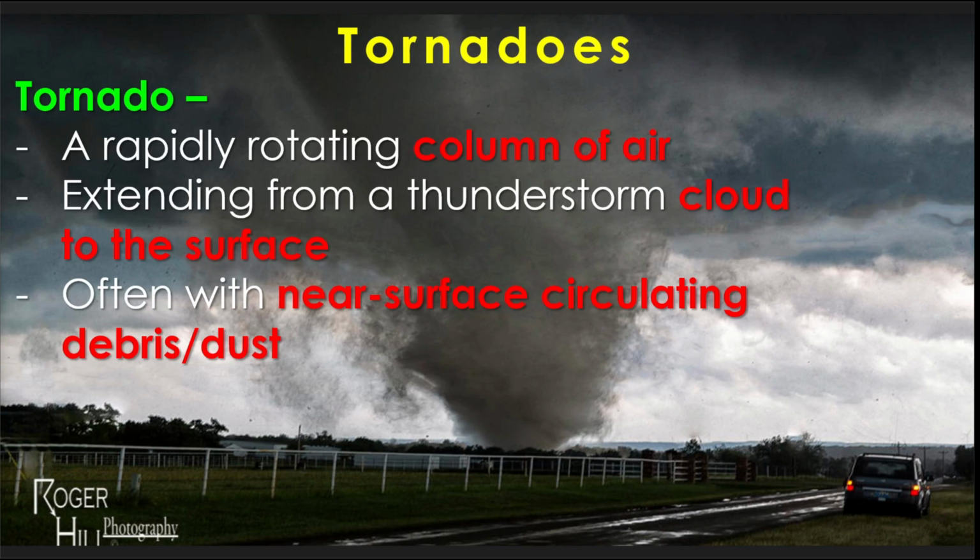The tornado definition is basically this: a rapidly rotating column of air extending vertically from the surface to the base of a cumuliform cloud, in other words, a thunderstorm cloud, often with near-surface circulating debris or dust when over land, or spray when over water. Although its presence is not required, a funnel cloud is often visible and may partly or fully extend from the cloud base to the ground. Tornadoes that occur over water are classified as waterspouts. And then landspouts are actually a subset of tornadoes that occur independent of a parent mesocyclone, and we'll talk about that later on.